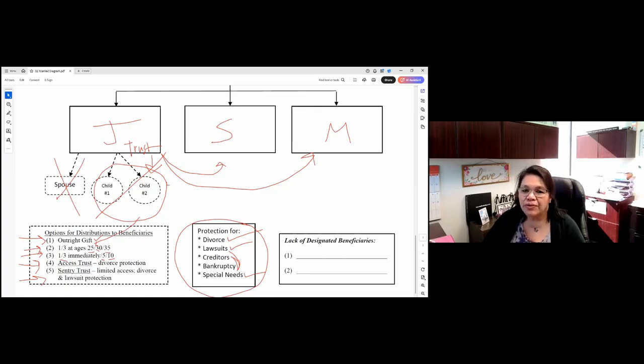Okay, so it's very important to lay it all out because we don't have that crystal ball. We have no idea who's going to die first, how much you're going to have. So it's very important to go ahead and schedule that and structure that properly.